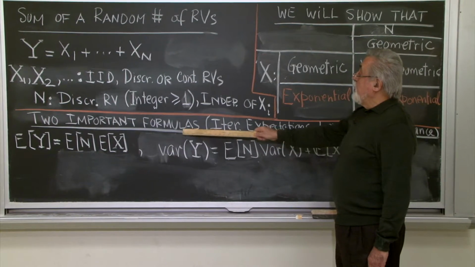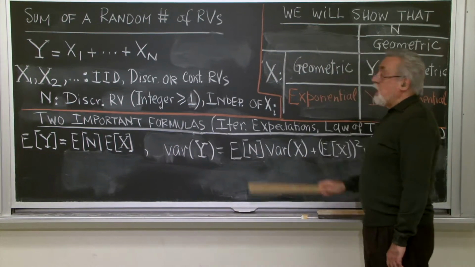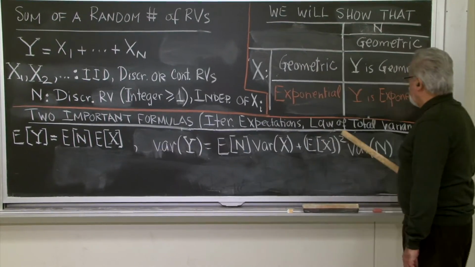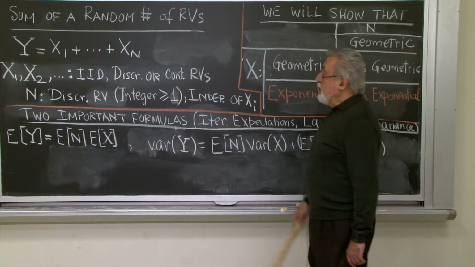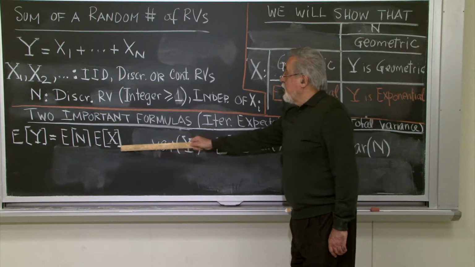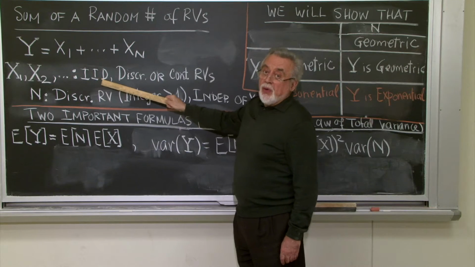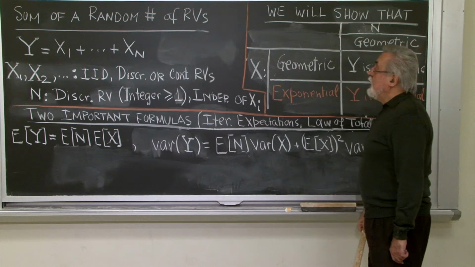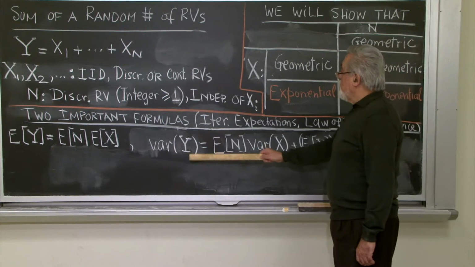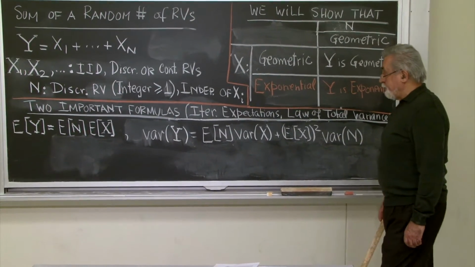Earlier in the course, we have derived these important formulas about the mean and the variance of Y, which are special cases of the law of iterated expectations and the law of total variance. These involve just the expected values of N and X. X is the random variable which is identical to all those. Okay, it's a generic symbol for any one of the X1, X2, and so on. So the variance of Y depends not only on the means, but also on the variances of X and N.